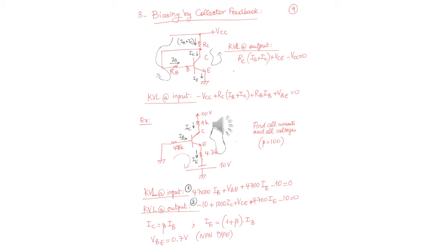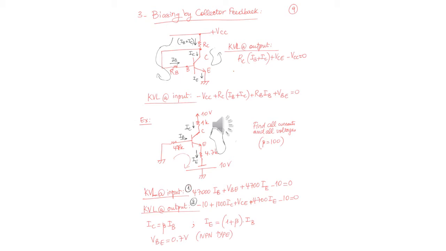Here is an exercise asking you to find all currents and all voltages, given that beta equals 100. Here is the transistor. It's biased by the emitter. KVL at input: you see, I put the currents IB, IC, IE directly entering and directly leaving the transistor. 47,000 IB plus VBE plus 4,700 IE minus 10 equals 0. KVL at output: minus 10 plus 1,000 IC plus VCE plus 4,700 IE minus 10 equals 0.